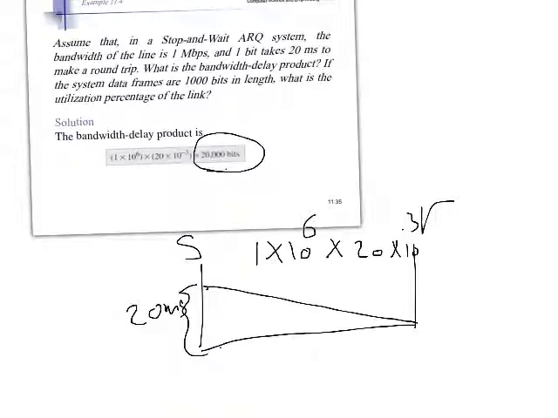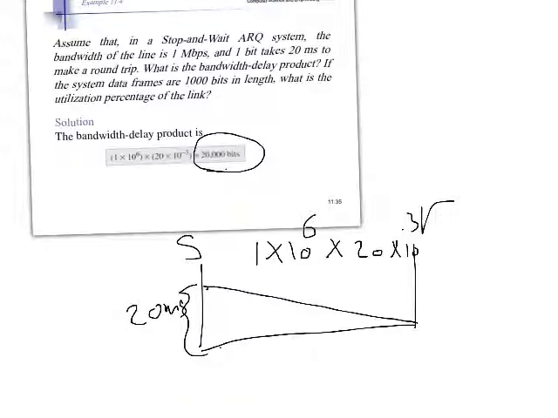If I have a bandwidth, the bandwidth is like the diameter of the pipe. This is the radius of the pipe. This is what restricts the flow of water that I'm trying to send. So theoretically, I can send flow of water with a volume of 20,000 bits in 20 milliseconds.